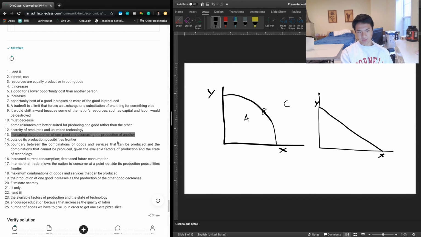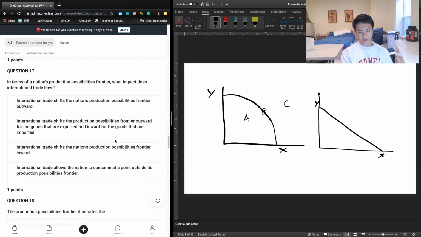Increase in the production of one good and decrease in the production of another. So that's correct. Okay, let's do question 14.